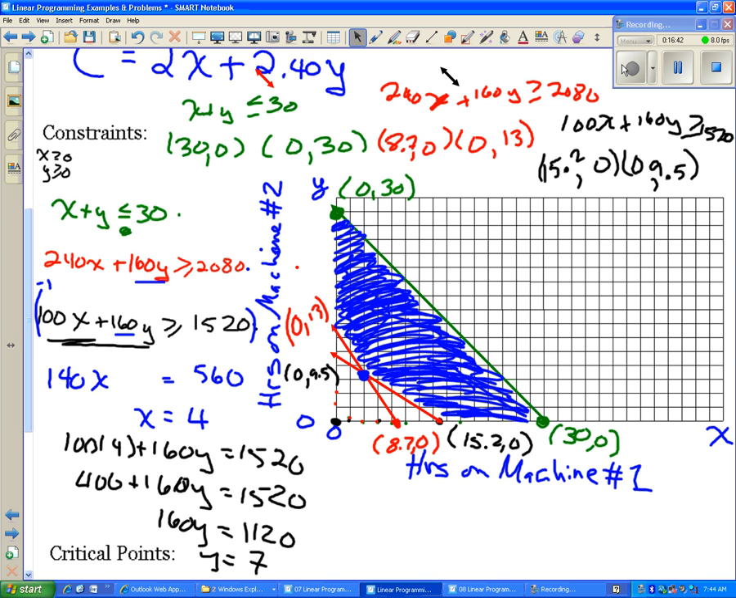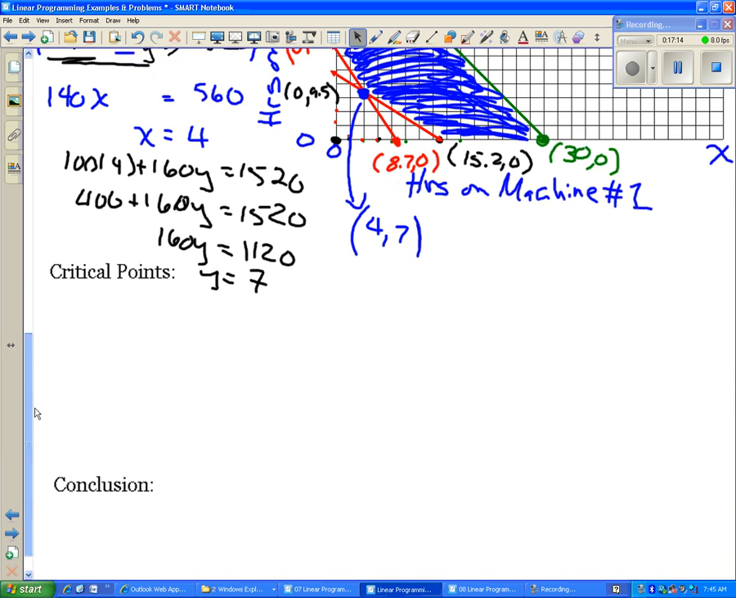So this tells me that this intersection point that I marked here in blue is the point (4, 7). Machine 1 working for 4 hours, machine 2 working for 7 hours. That is going to give me less than the 30 hours, and this is going to be a possible minimum. Again, I want to try all of my critical points. So let's look at my critical points.